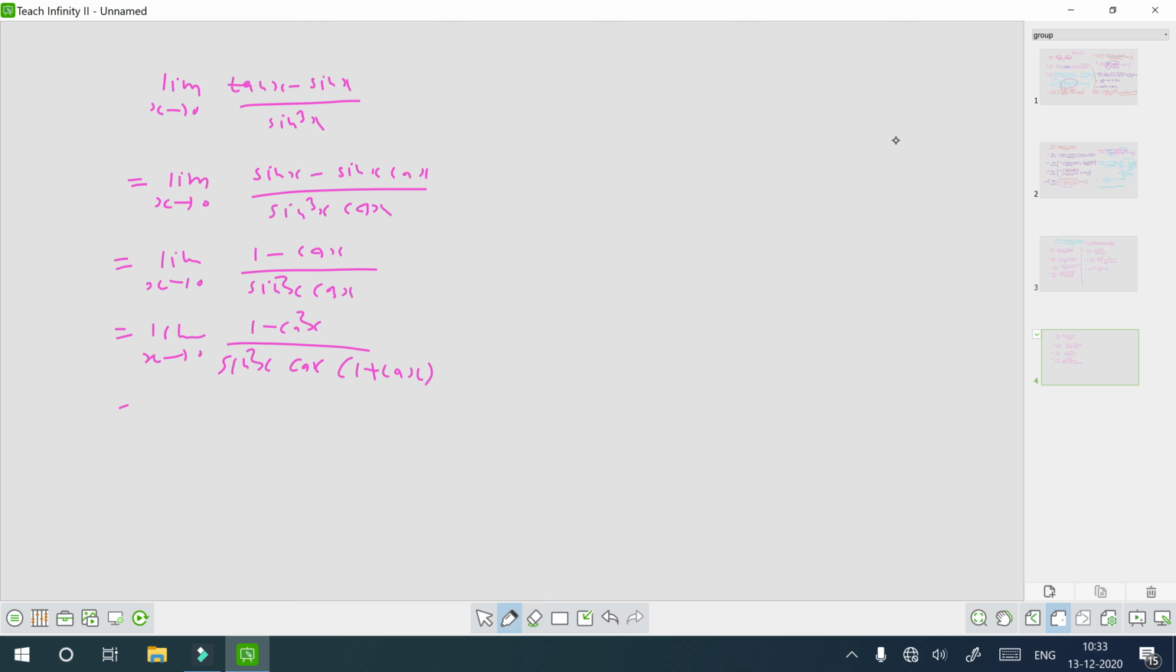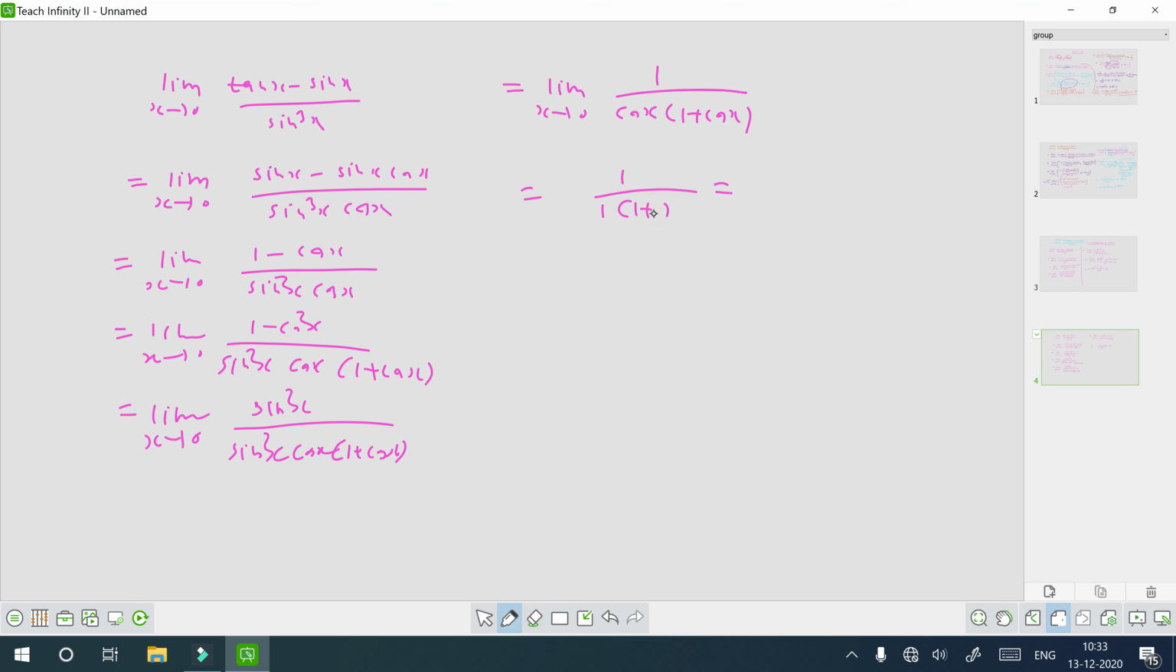So that is equal to the limit x tends to 0, sin square x upon sin square x into cos x into 1 plus cos x. Once again sin square x gets cancelled. The remaining terms are the limit x tends to 0, 1 over cos x into 1 plus cos x. Put the limit: 1 over cos 0, that is 1, into bracket 1 plus 1, so it comes out 1 by 2 as the answer.